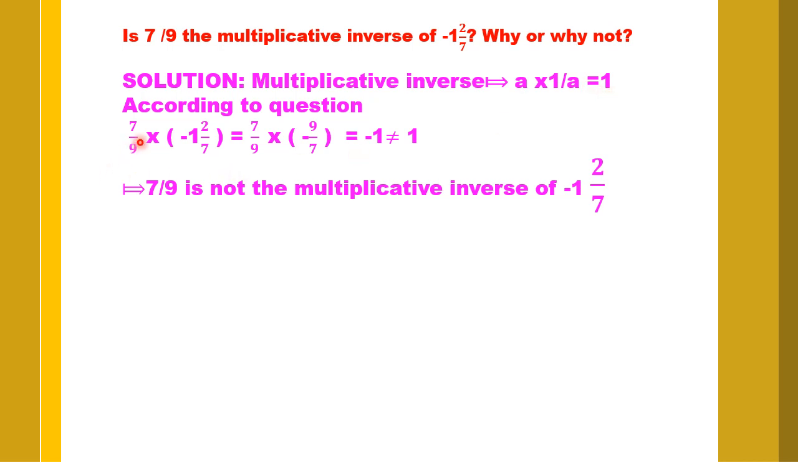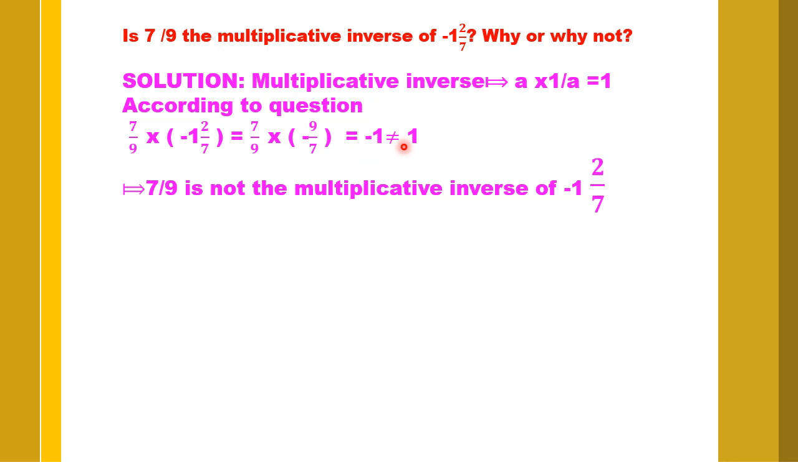So here the rational number a is equal to 7 by 9. And we have taken another mixed number minus 1 2 by 7. So first convert this mixed number into an improper fraction. Minus 1 into 7 minus 7, minus 2 is minus 9 by 7. Now multiply these two rational numbers. 9 and 9 will get cut, 7 and 7 will get cut. What will remain? Minus 1.